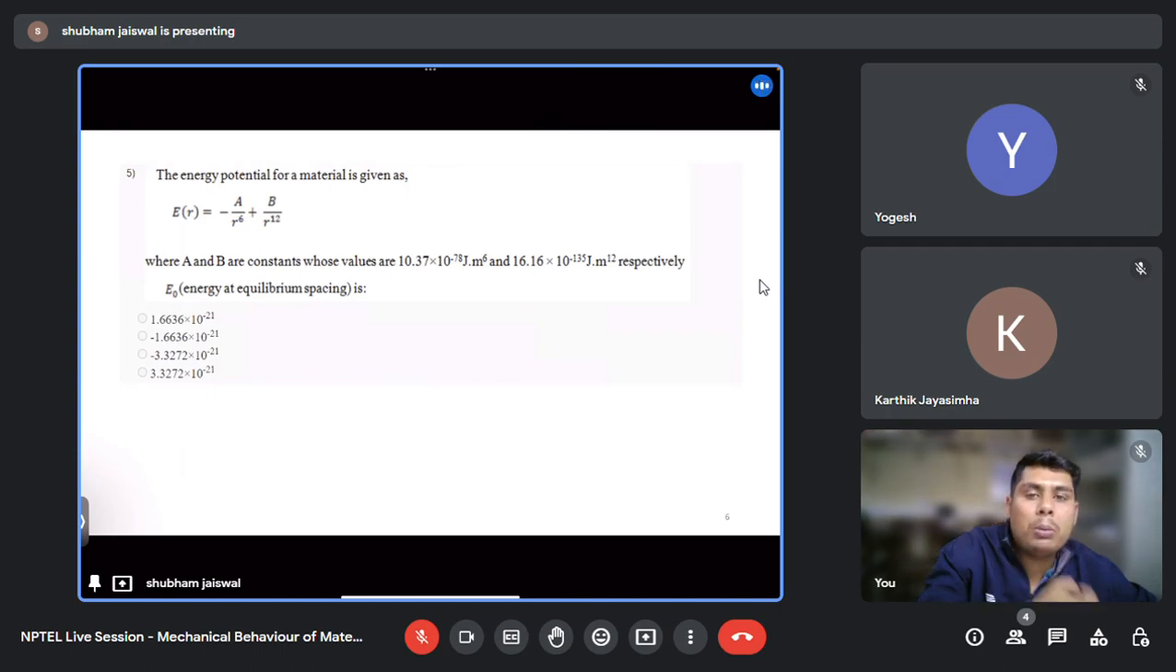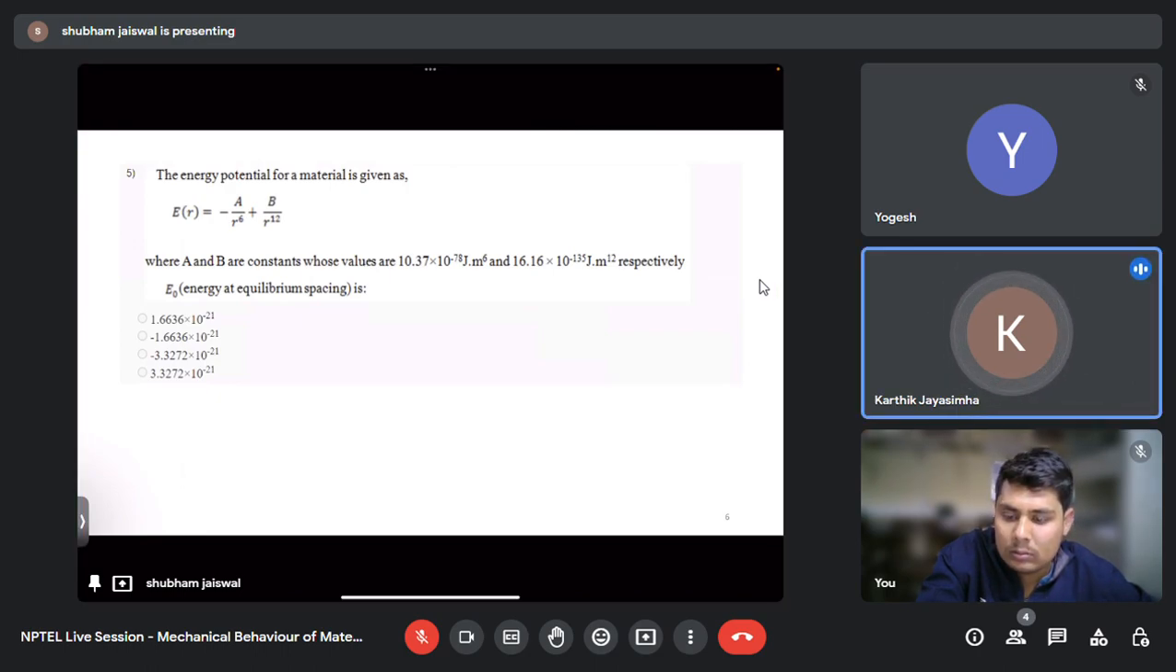Now here, the energy potential for a material is given as E(r) equal to minus A upon r to the power 6 plus B upon r to the power 12, where A and B are constants and their values are given respectively. So find the energy at the equilibrium spacing. Can you solve this one, Mr. Yogesh, Mr. Karthik? I solved it, but the answer did not match with what they give.